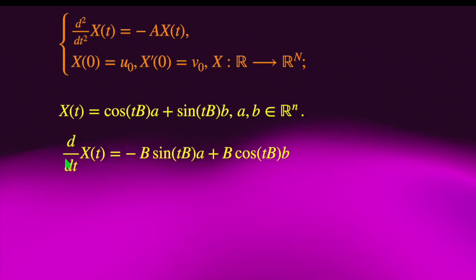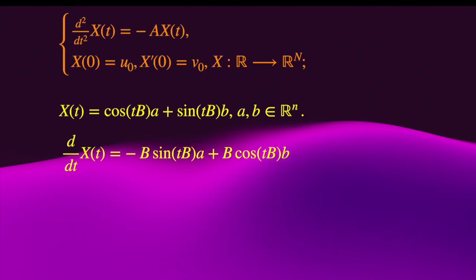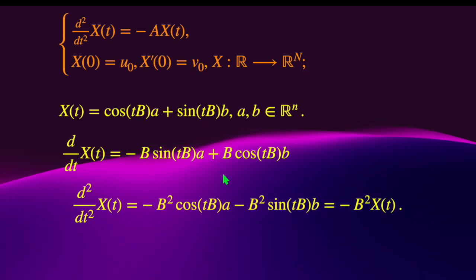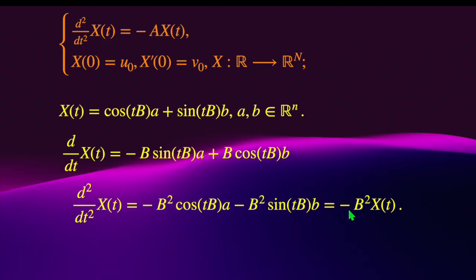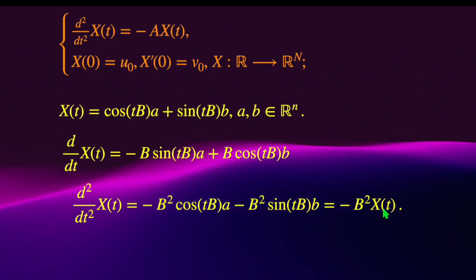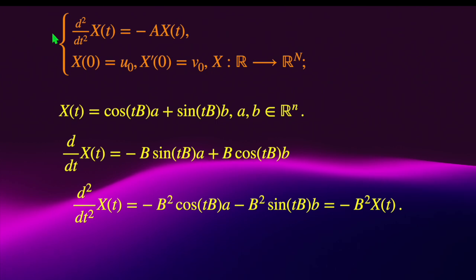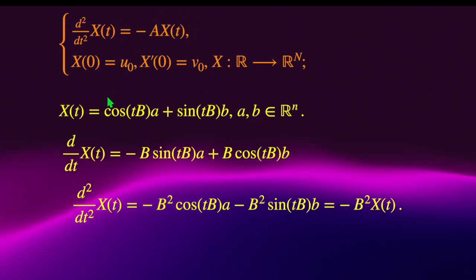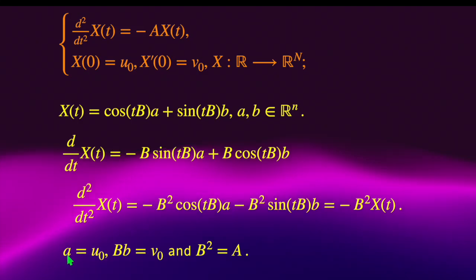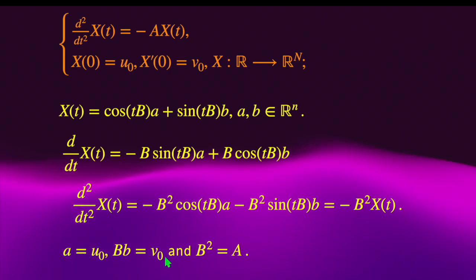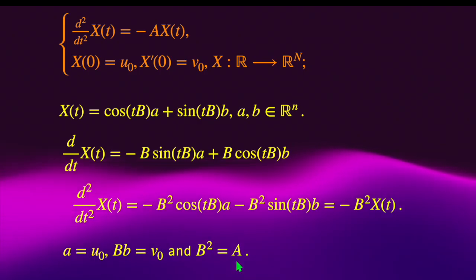So we differentiate first, and we use the two formulas we have before, and we get this one. And now if I take the second derivative, we get minus B squared x(t). So this will be a solution of this equation if and only if a is equal to u naught, capital B b is v naught, and B squared equal A.